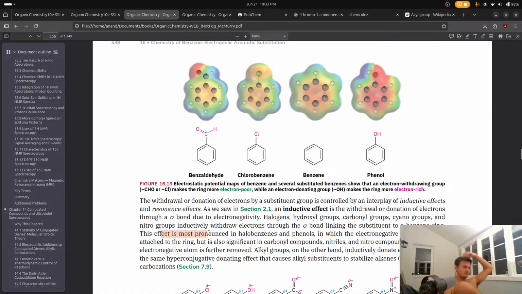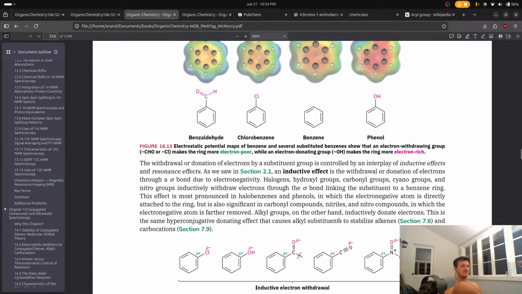The effect is most pronounced in halobenzenes and phenols, in which the electronegative atom is directly attached to the ring. But it's also significant in carbonyl compounds, nitriles, and nitros, in which the electronegative atom is farther removed. Alkyl groups, on the other hand, inductively donate electrons. This is the same hyperconjugative donative effect that causes alkyl substituents to stabilize alkenes. Yeah, exactly. Zaitsev.